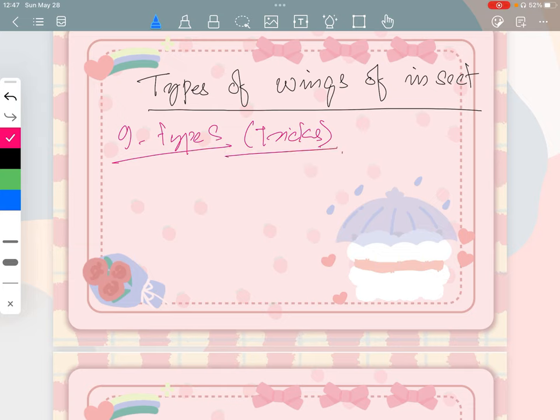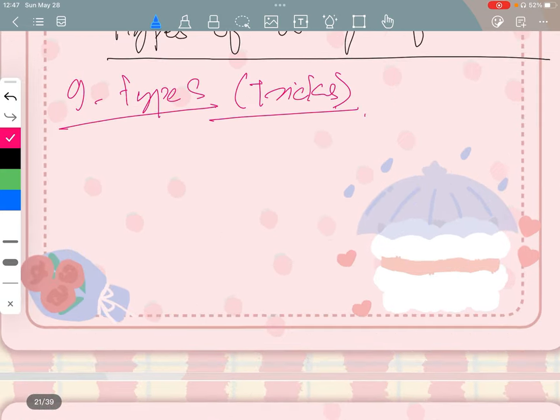Maybe some of the tricks that I have made may be a bit weird for you, but it's how I remembered, and I just wanted to share my experience of how I remember these things. So first, how did I remember those 9 types? First, I made the mnemonics. Mostly I'm using mnemonics to learn this.